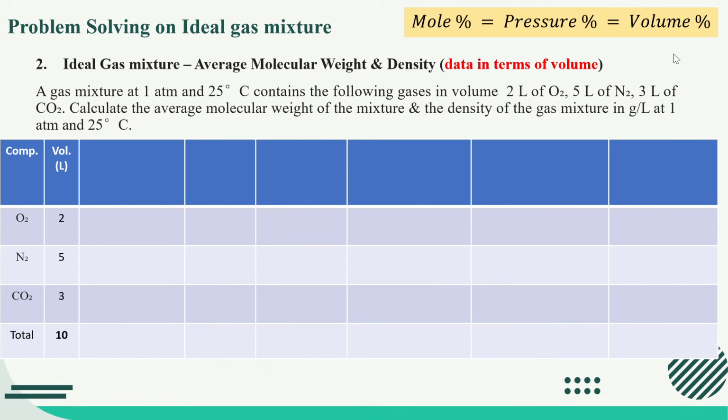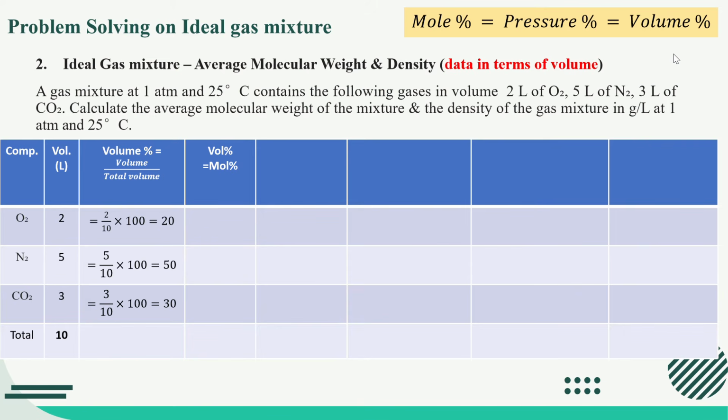As usual, we'll form a table and list all the components, in this case oxygen, nitrogen and CO2. In the next column goes the given data, which is in terms of volume. So I'm filling in the volumes 2, 5 and 3 and summing up to 10. As I told you, mass, moles and volume, we sum up. To find the volume percentage, the individual volume divided by the total volume gives the value. So 2 by 10 into 100 is the volume percentage of oxygen. I will do the same for the remaining 2 components.